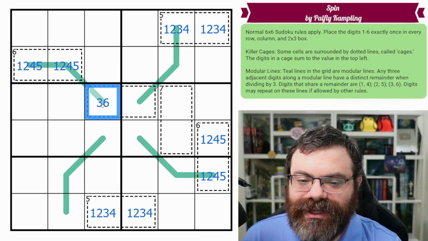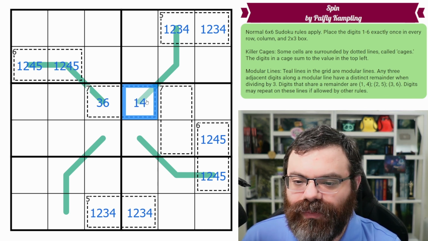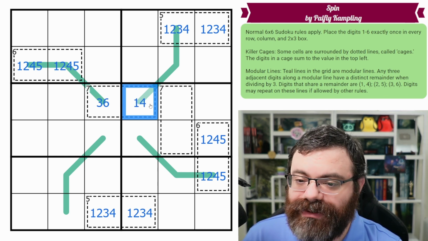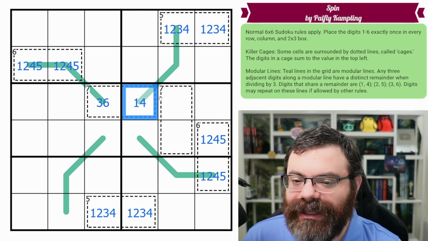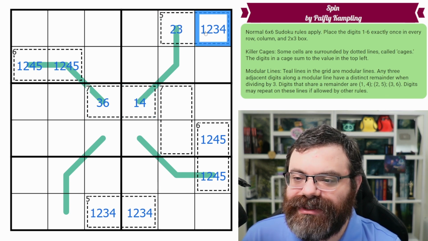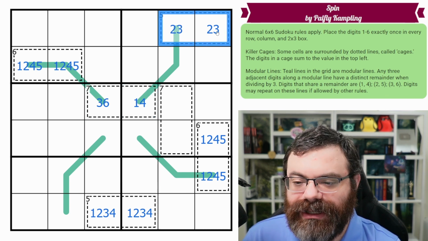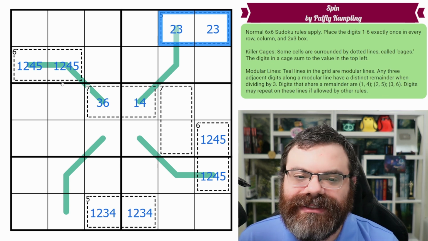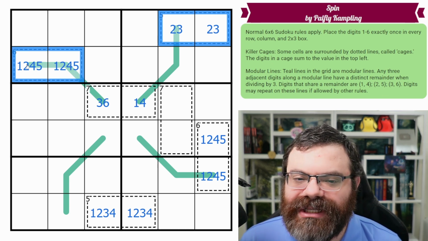So if this were a 3, that we need to add to 7, right? So if this were a 3, this would be 4. If this were a 6, this would be 1. 1, 4 is also a modular group. And so this can't be 1, 4, making this a 2, 3 pair. Nice.